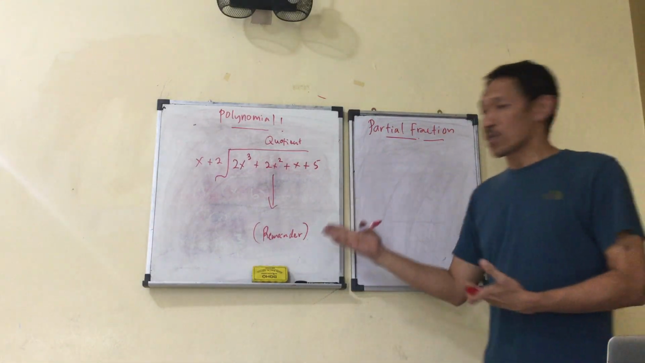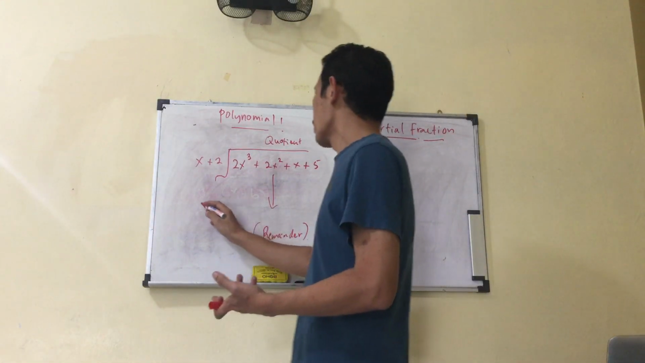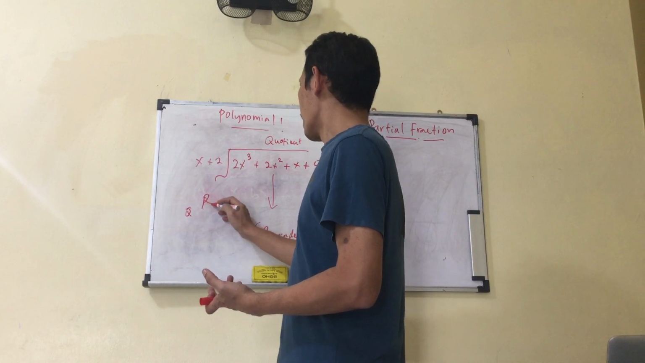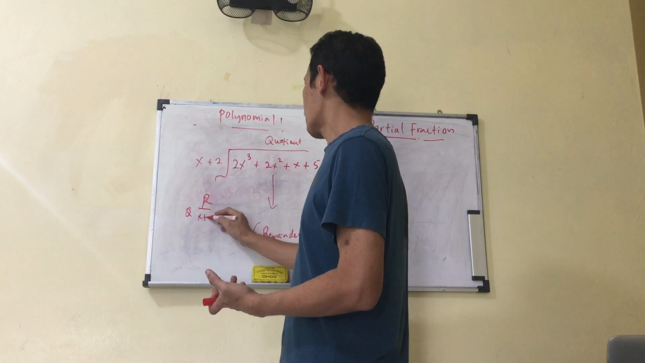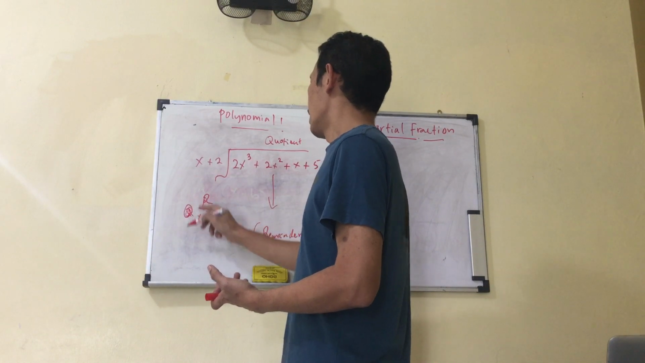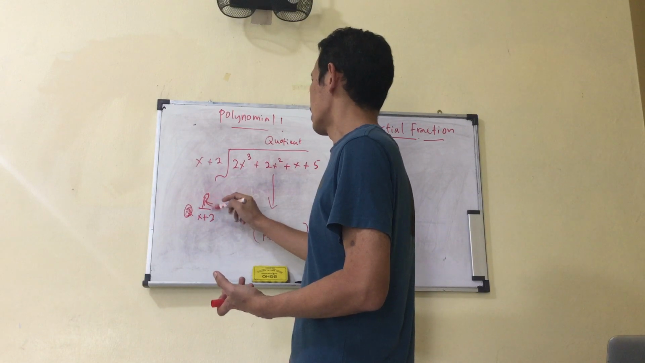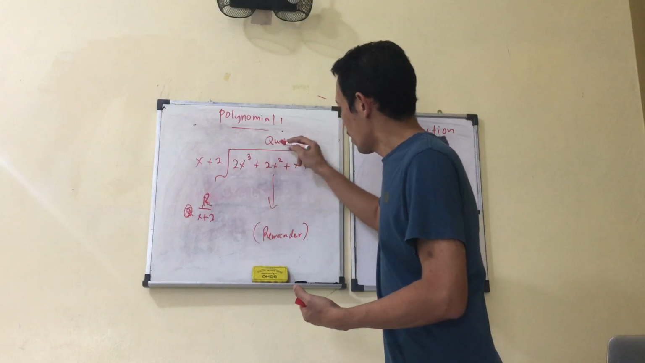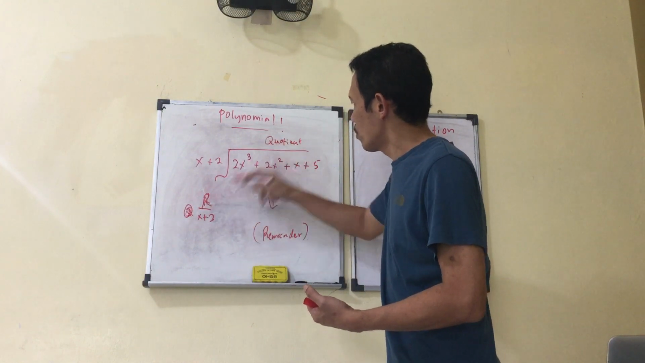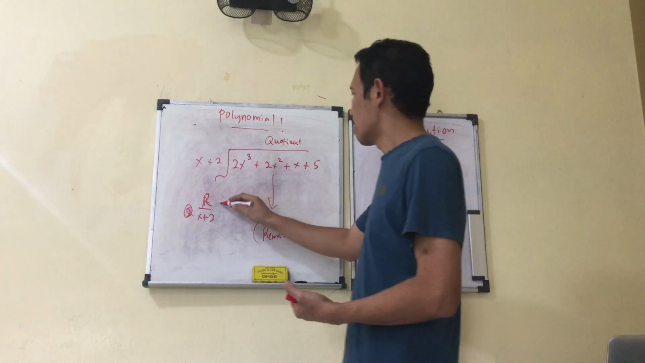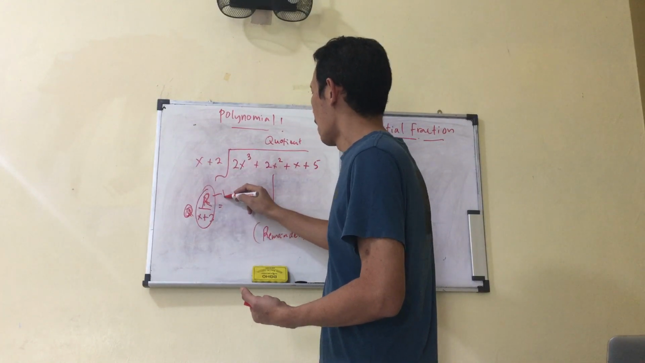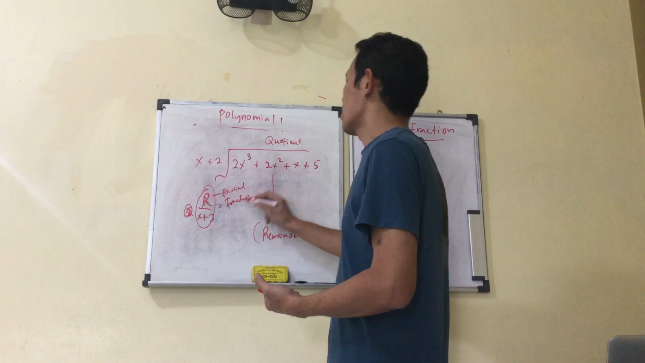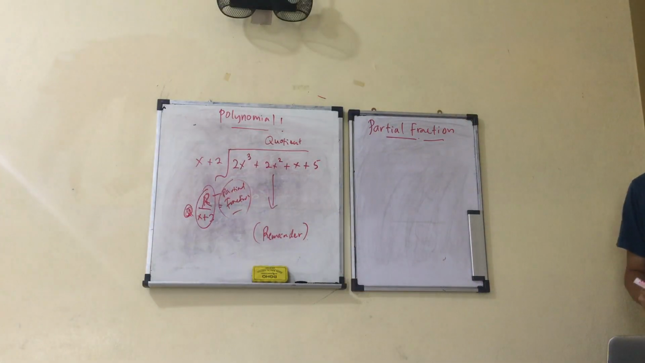So if you change that into an improper fraction, you will have the quotient plus the remainder over x plus 2. And this is in the form of a fraction, right? Remainder over x plus 2. So this one, the remainder over x plus 2, is defined as partial fraction, right? So remember that's what we learned last week.